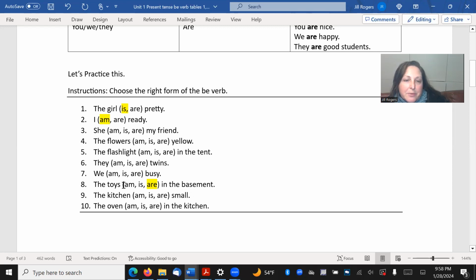So we have some of these examples like flowers, the pronoun would be they. Flashlight, the pronoun would be it. Toys, the pronoun would be they. And kitchen, what would the pronoun be? Singular thing, right? So it'd be it. And then we also have oven, singular thing, it. Okay. All right, so number 9, the kitchen, blank small: the kitchen is small, the kitchen are small.